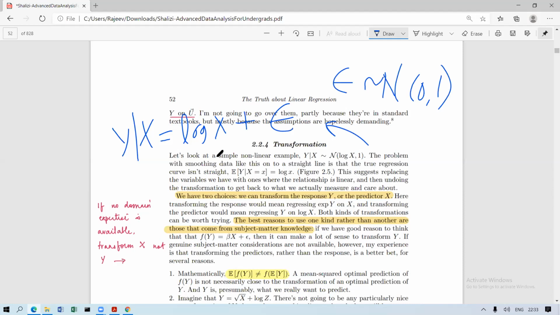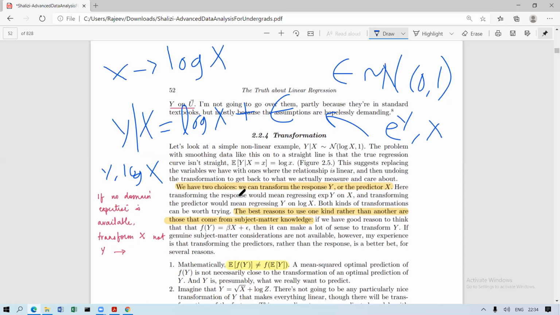So if this is the case, then there is no linear relationship between y and x, but you can transform x to log x, and there is a linear relationship of y with log x. But another thing you could have done is transform y to e to the power y, and would there be a linear relationship between e to the power y and x? That's what he's trying to explain, that you always have two choices.